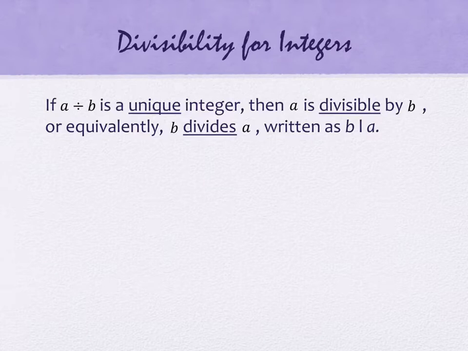We've seen divisibility back in chapter 4. We saw it with whole numbers, but it works as well with integers. If a divided by b is a unique integer, then we say that a is divisible by b, or equivalently, b divides a, and it's written with that notation we saw before with that vertical bar. b divides the value a.